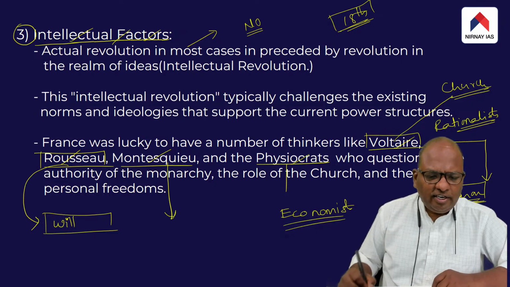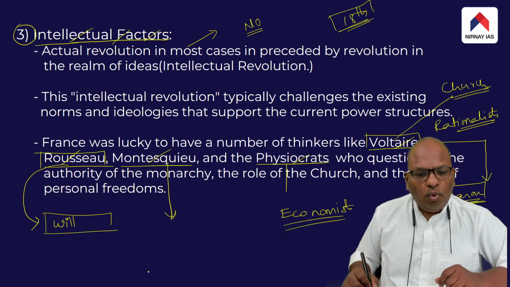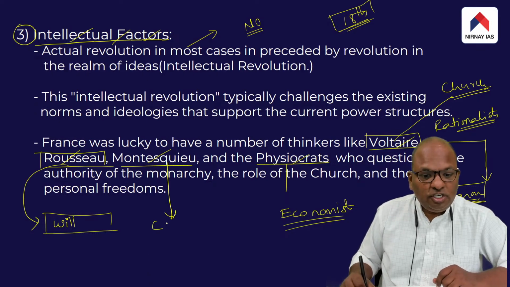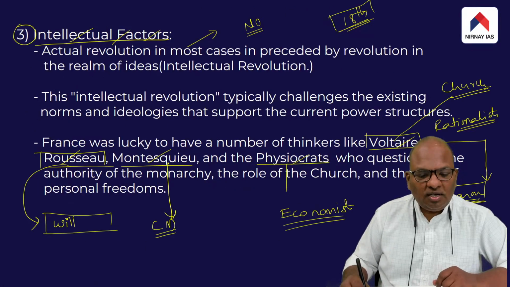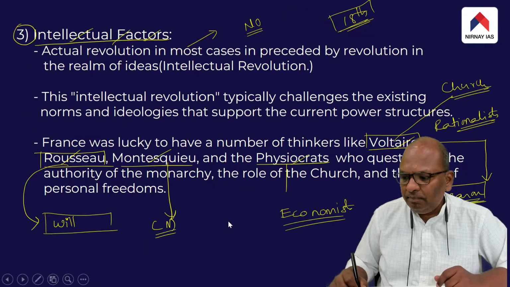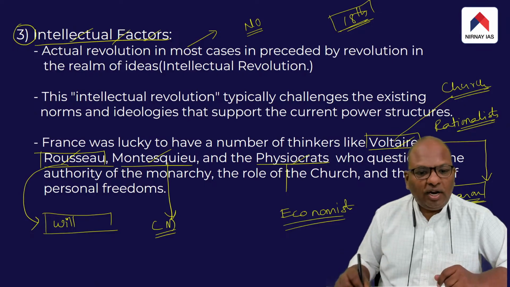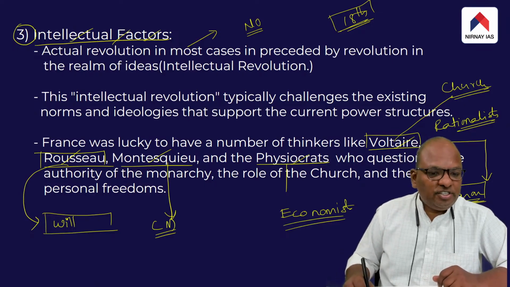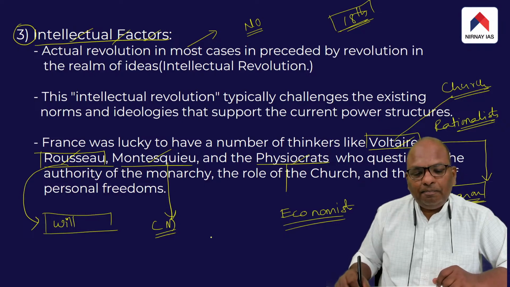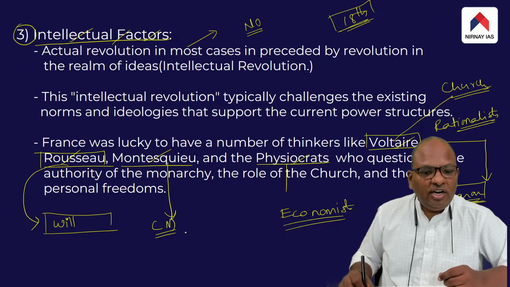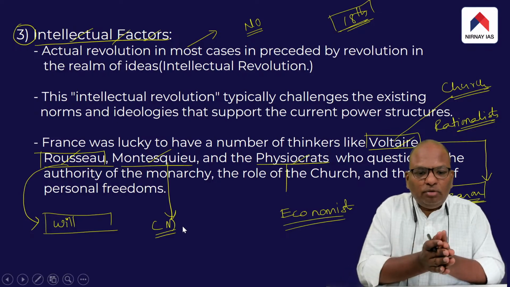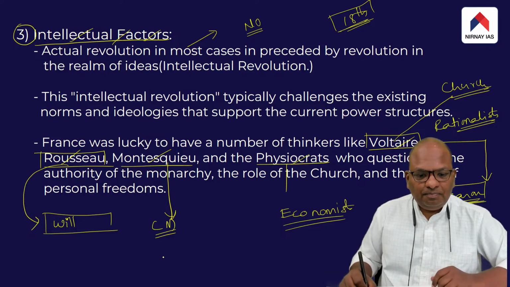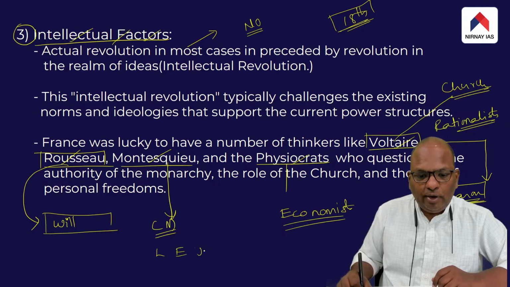Montesquieu was another intellectual who was in favor of a constitutional monarchy. So basically, Montesquieu was against absolute monarchy. He was a champion of a constitutional monarchy. Montesquieu argued that the power should not lie only with one individual. The power should be distributed in three organs, that is the legislature, executive, and judiciary.